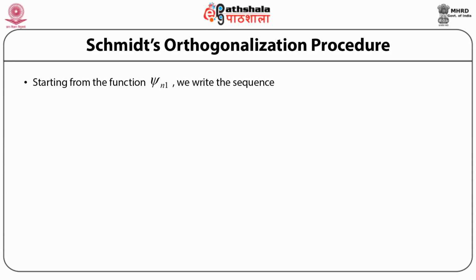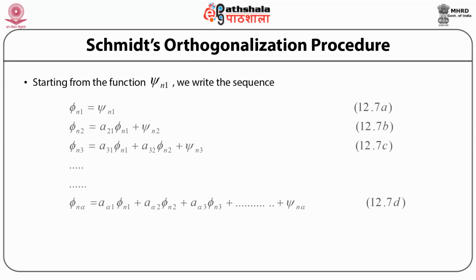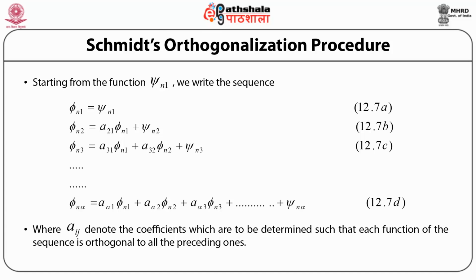Starting from the function psi n1, we write the sequence: phi n1 is equal to psi n1, phi n2 is equal to a21 phi n1 plus psi n2, phi n3 is equal to a31 phi n1 plus a32 phi n2 plus psi n3, and so on till phi n alpha is equal to a alpha 1 phi n1 plus a alpha 2 phi n2 plus a alpha 3 phi n3 plus so on till psi n alpha, where aij denote the coefficients which are to be determined such that each function of the sequence is orthogonal to all the preceding ones.